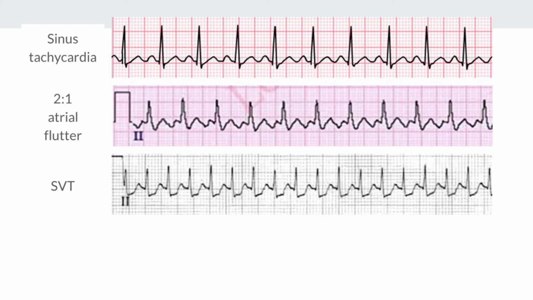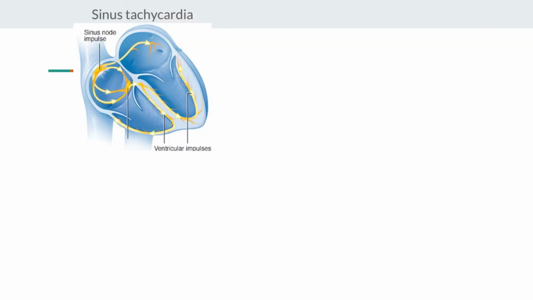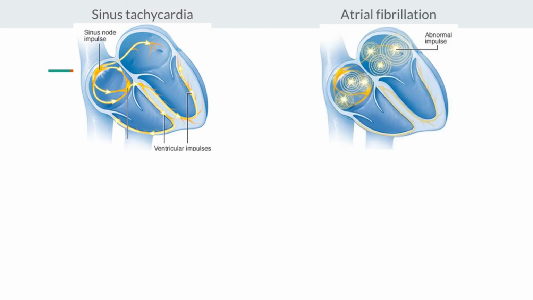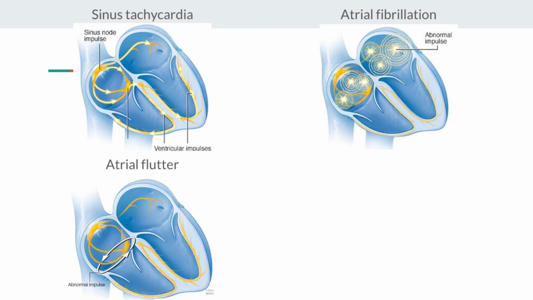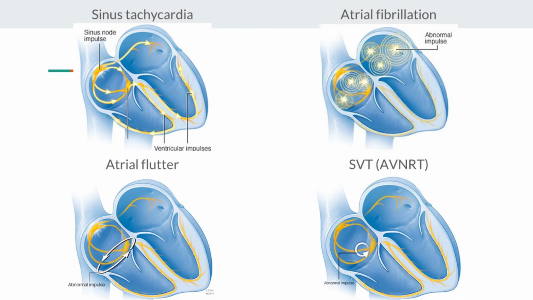I know I'm being really repetitive at this point, but to summarize once more the different kinds of supraventricular tachycardias: sinus tachycardia is when there are fast signals coming from the SA node. Atrial fibrillation is when there are random disorganized signals in the atria. Atrial flutter is when there's a closed loop circuit in the atria. AVNRT, more commonly referred to as SVT, is when there's a closed loop circuit within the AV node.